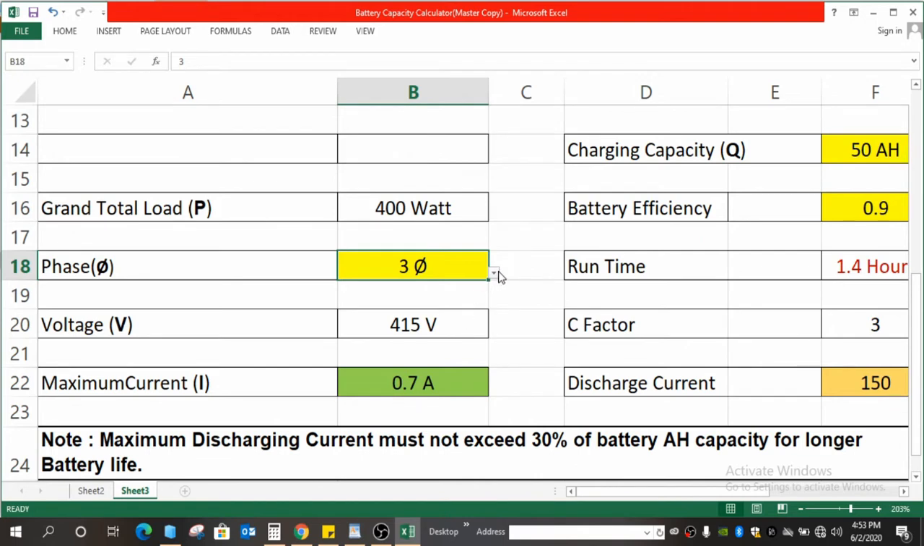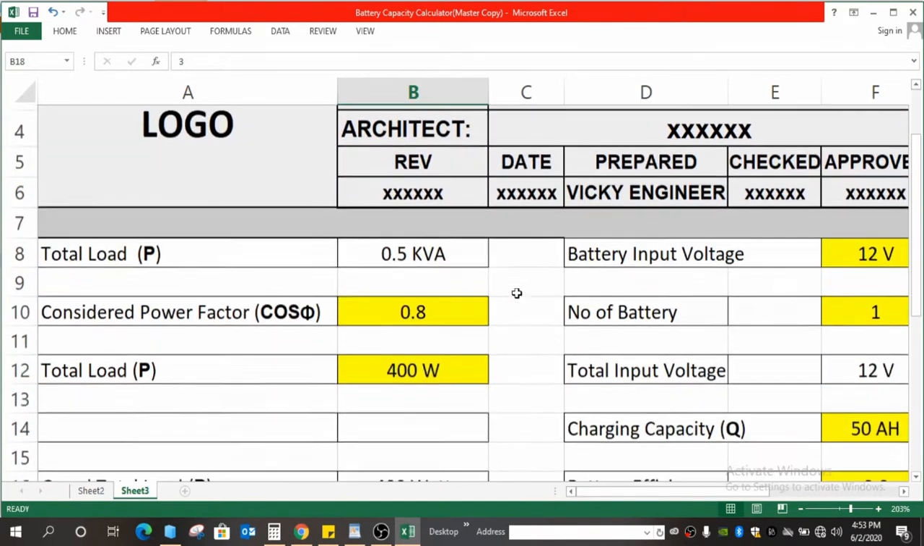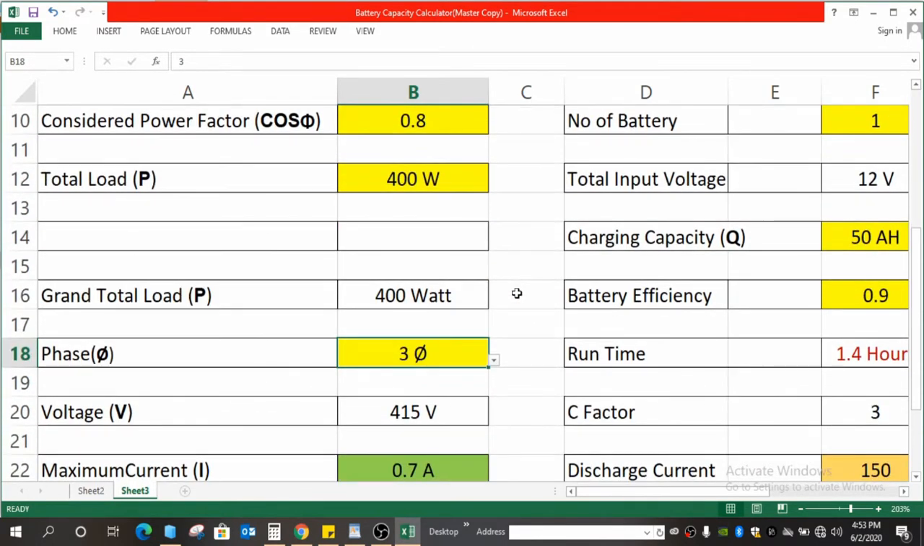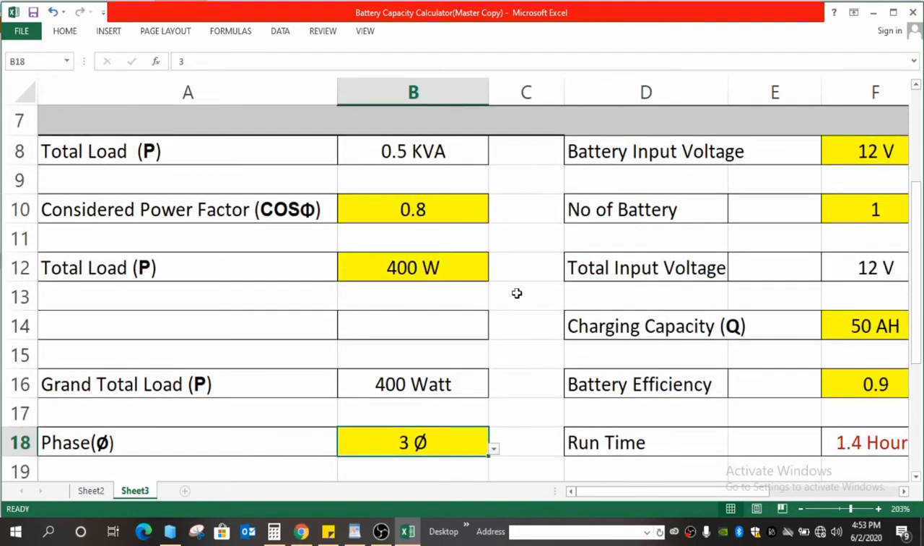Similarly, if you enter one phase, automatically the ampere goes to 2.2 ampere, and if you select three phase over here, the ampere goes to 0.7 ampere. That is the maximum current on that load. Till now this is the discussion on the load part, not on the battery part. Right now we are starting on the battery part.